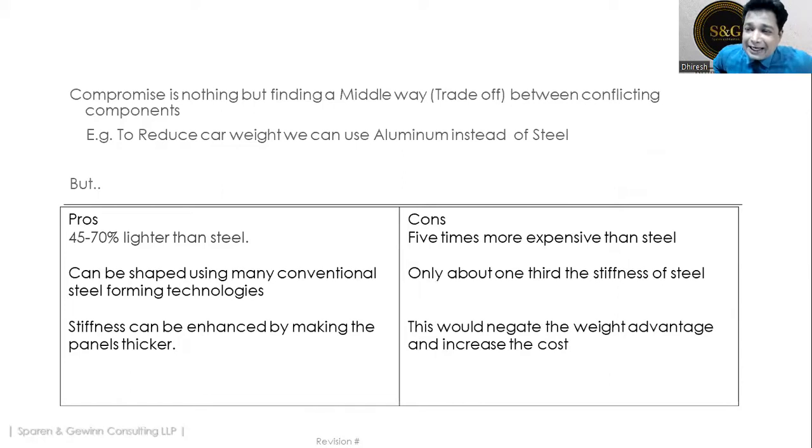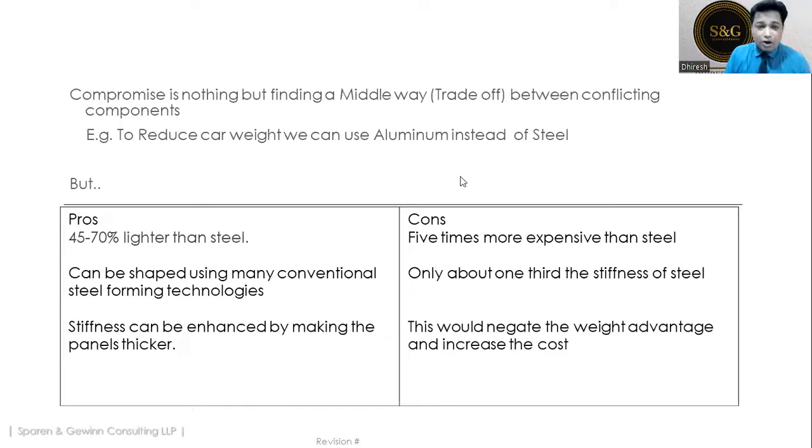The engineers and designers would think, okay, let's change some material of construction. We call it MOC, material of construction. So compromising is nothing but finding a middle way, a trade-off between the conflicting components, right? To reduce the car weight, we can use aluminium instead of steel. So designers came out with the solution: from steel, let's change the material of construction to aluminium.